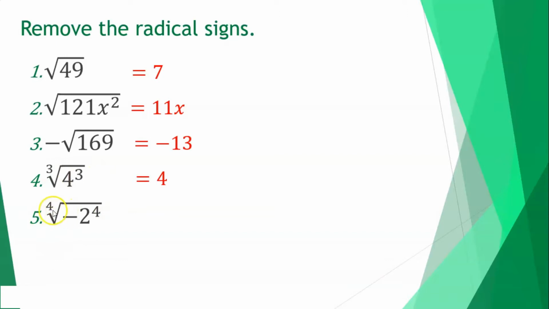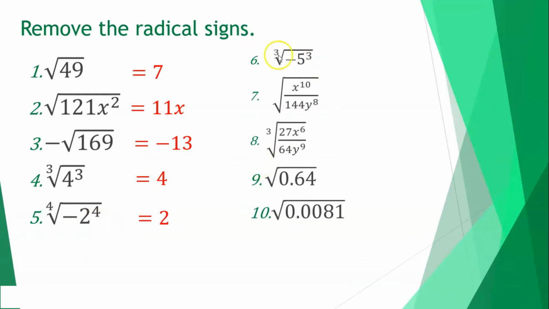This is the fourth root of negative 2 to the power 4. Take note, it's even. So for the result here, get the absolute value of the radicand. So it's 2. Next, the cube root of negative 5 cubed. So the result here is negative 5. Now take note, example 6 and example 5. Here it's even, and here the index is 3.